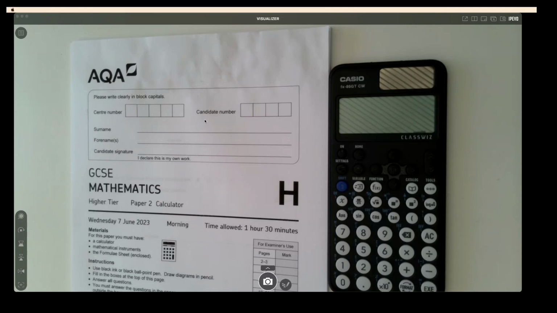AQA Paper 2s are calculator papers, so a calculator should be used. A little disclaimer, there may be more than one way to answer a question. The methods shown in this video are not the only way some mathematical skills can be applied. Okay, let's get started.